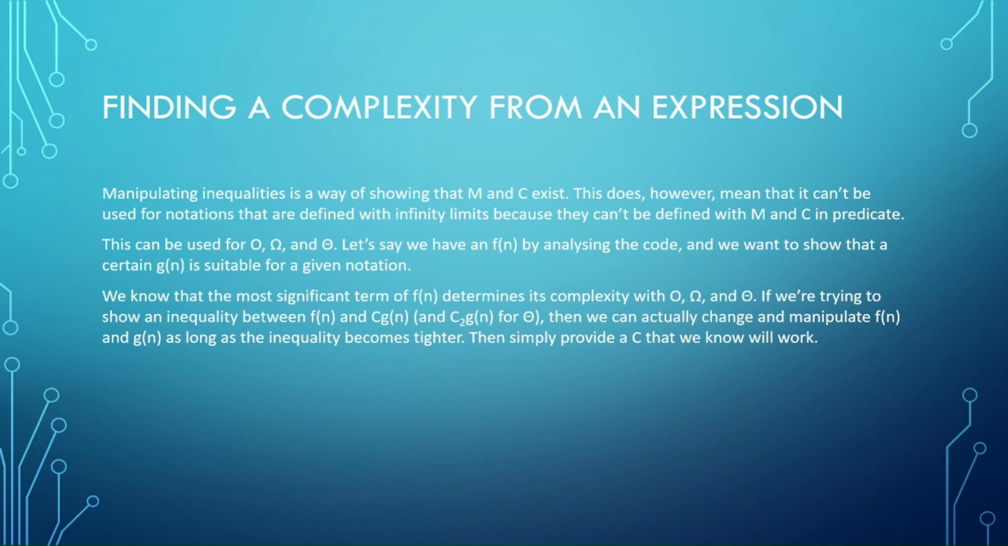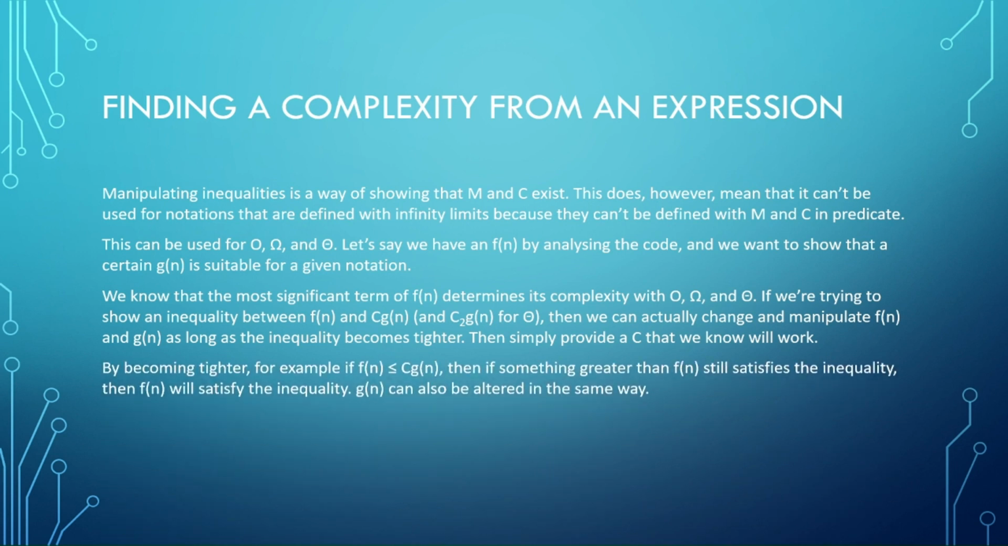This might be a little bit tricky to conceptualize, but for example, by becoming tighter, let's say if f of n is less than or equal to c times g of n, then if there exists something greater than f of n that still satisfies the inequality, then surely f of n will still satisfy the inequality. So this is what I mean by we can change and manipulate f of n and g of n as long as the inequality becomes tighter.